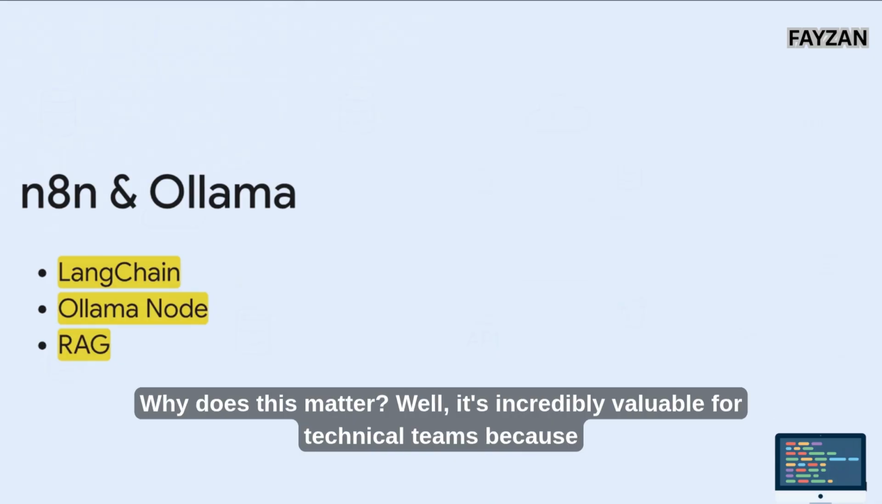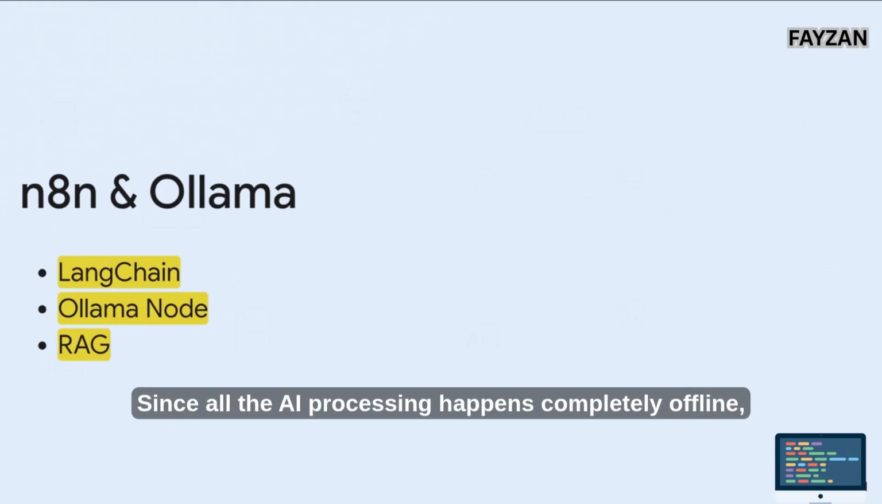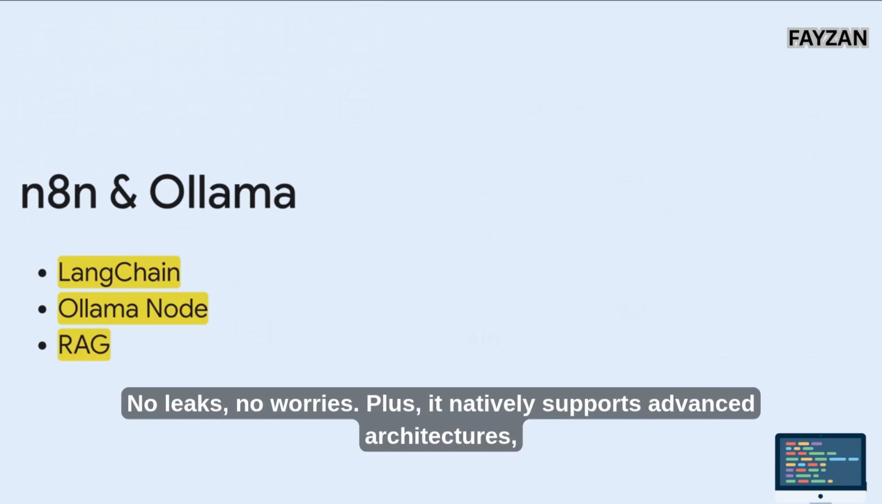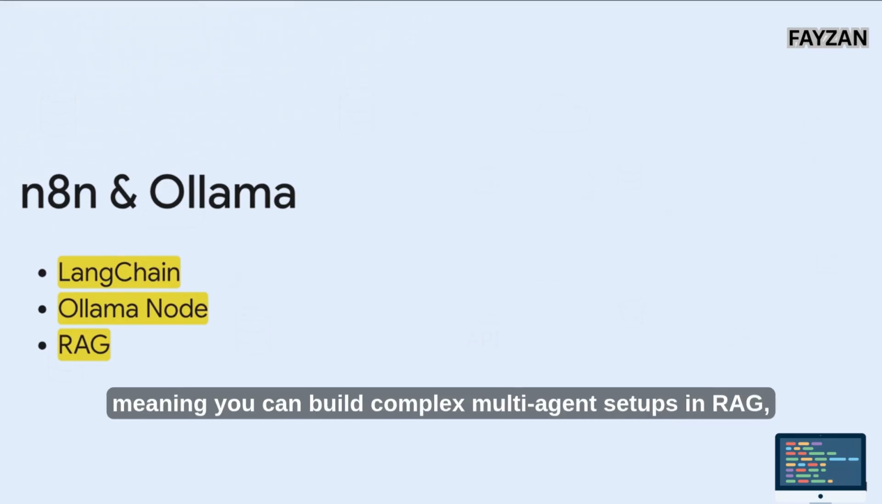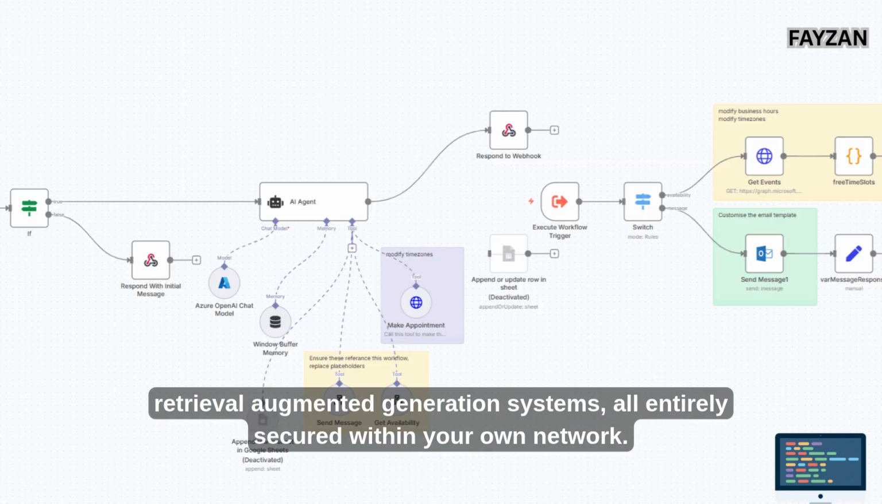Why does this matter? Well, it's incredibly valuable for technical teams because it hands you 100% control over data privacy. Since all the AI processing happens completely offline, zero customer data is ever sent to external APIs. No leaks, no worries. Plus, it natively supports advanced architectures, meaning you can build complex multi-agent setups and RAG, retrieval-augmented generation systems, all entirely secured within your own network.